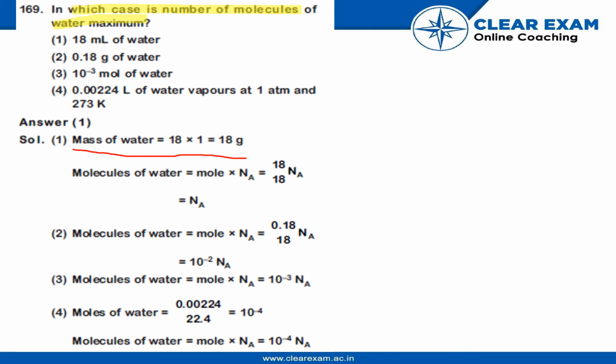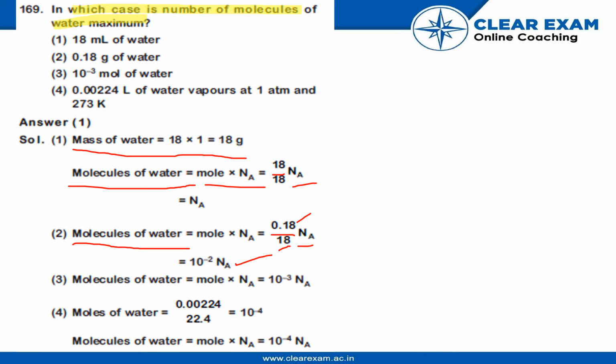So the number of molecules of water is mole into Na. The mole is 18 upon 18 Na, that will give you Na only. Now the molecules of water in the second part: the mass is 0.18 grams. So Na will be given by 0.18 upon 18, that is the given weight of water, into Na. So this will be 10 to the power minus 2 Na. So this is absolutely less.